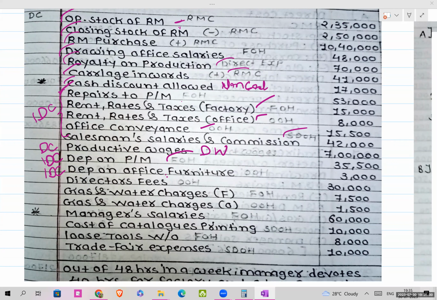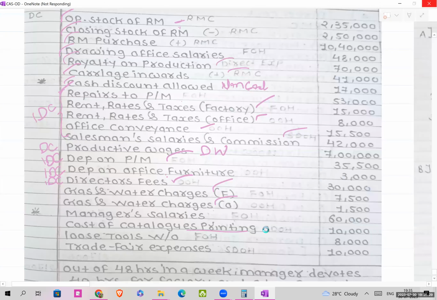Okay, next indirect director's piece. This is also indirect cost and it will be a part of admin overheads. Gas and water charges, it's already mentioned F, that means factory related. It's mentioned O, that means office related. Cost of catalogs printing, this is nothing but printing of your brochures, pamphlets, which is a part of distribution activity for the purpose of selling. So it will go under selling and distribution.